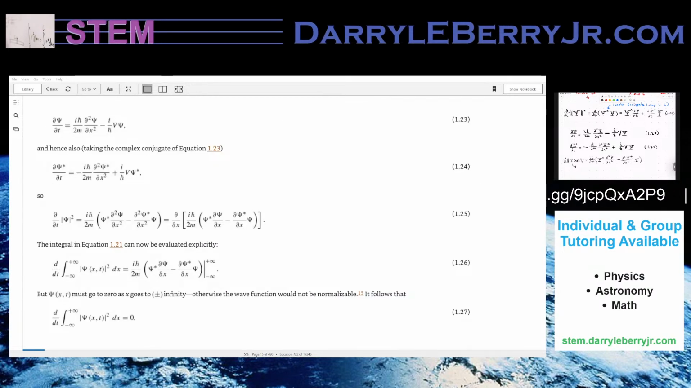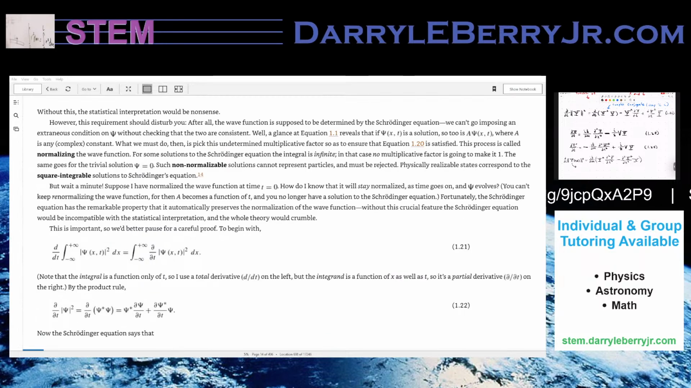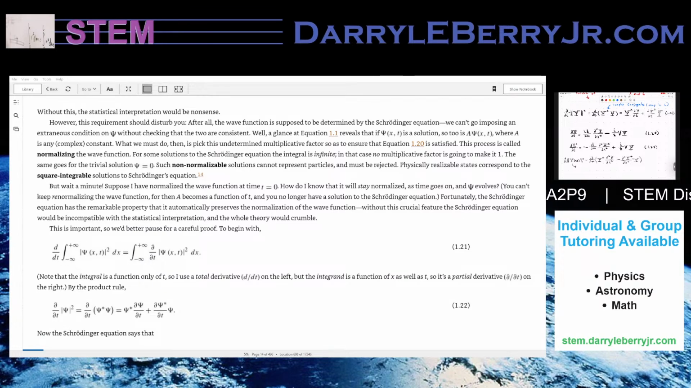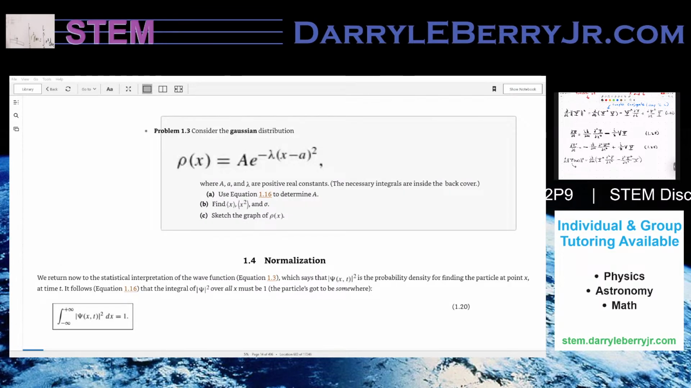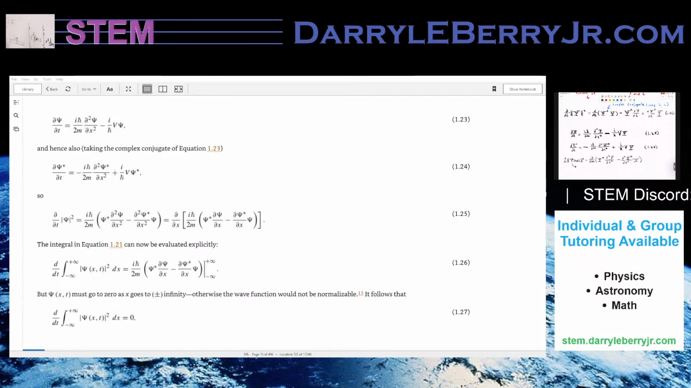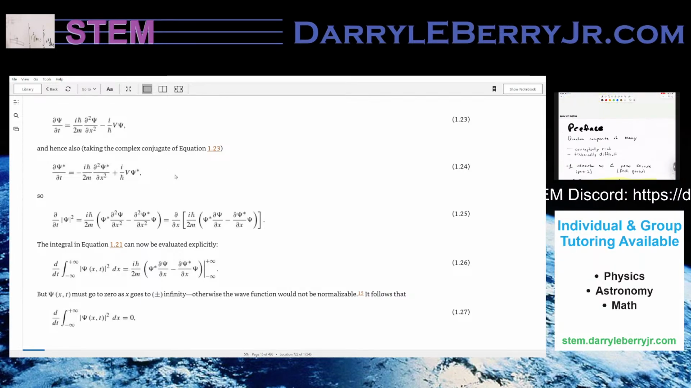So the first derivative with respect to t is 1.22. Seems like there are some details missing. Like, where is it coming from that psi equals this? I don't recall that being explained.